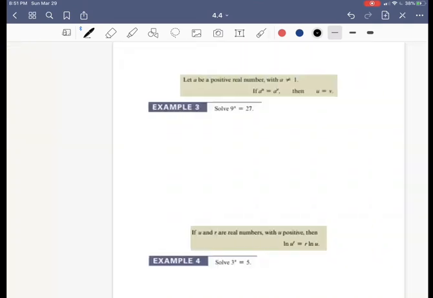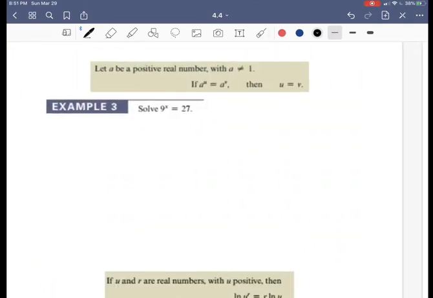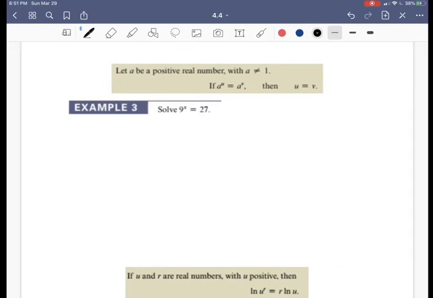Okay, so now we have another theorem here. This theorem states that if it's in exponential form and the bases of the exponents are the same, then we can ignore the bases and just simplify the exponents. Okay? So you're going to tell me, well, how can we simplify that if they don't have the same base? Well, let's find out.